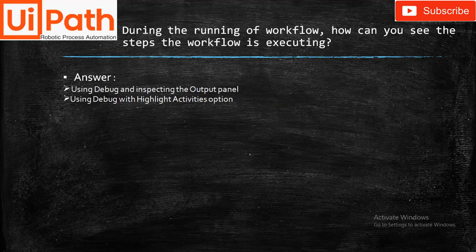During the running of a workflow, how can you see the steps the workflow is executing? Using debug and inspecting the output panel. Second is using debug with the highlight activities option. If you find any issue while running the program or your project, you can use these to inspect the output panel and the highlight activities option when you run in debug mode.